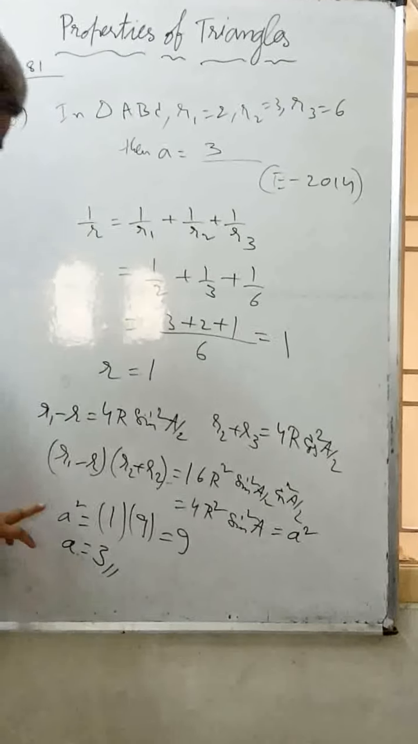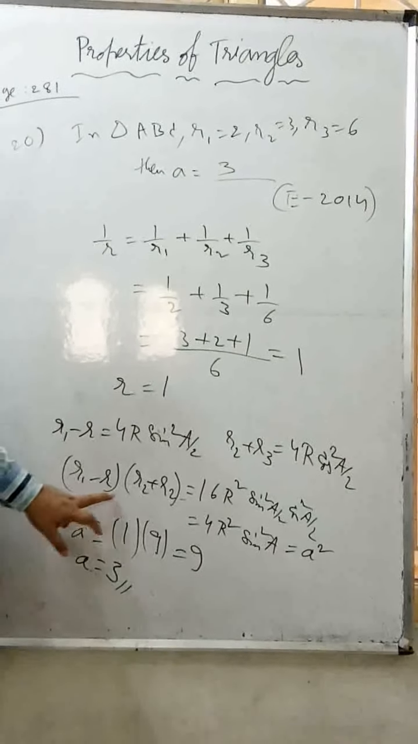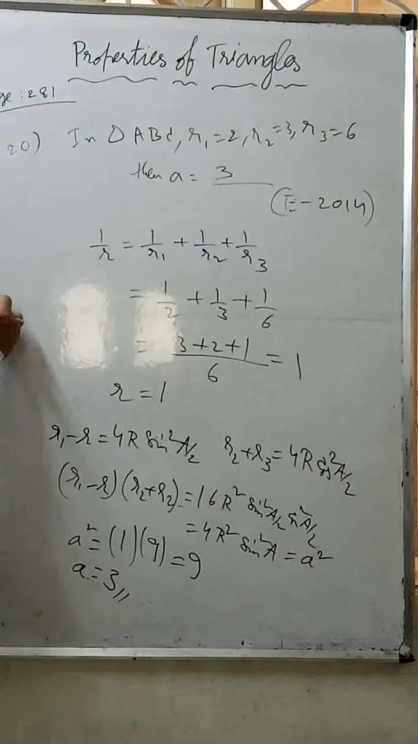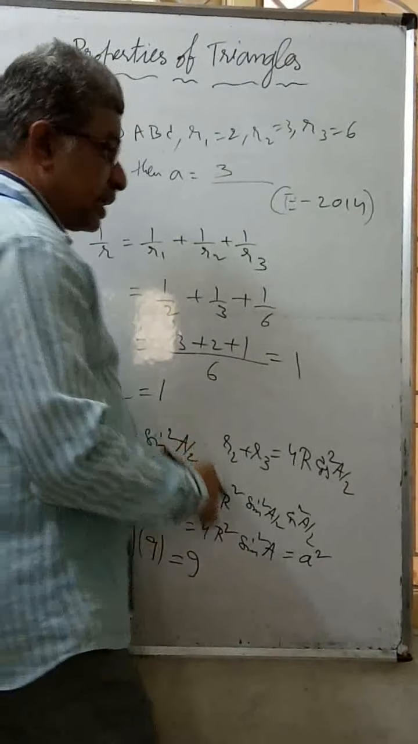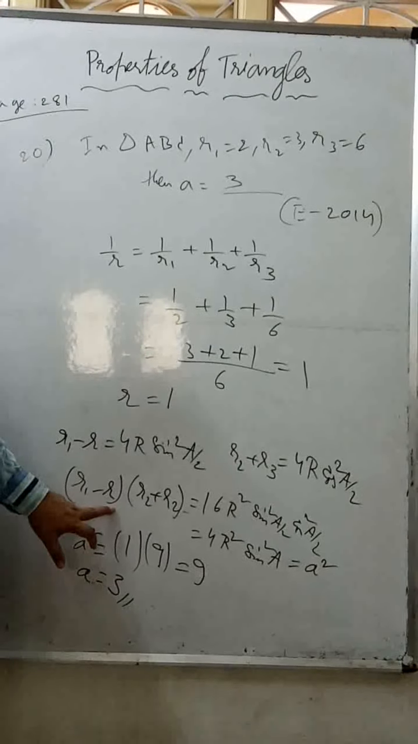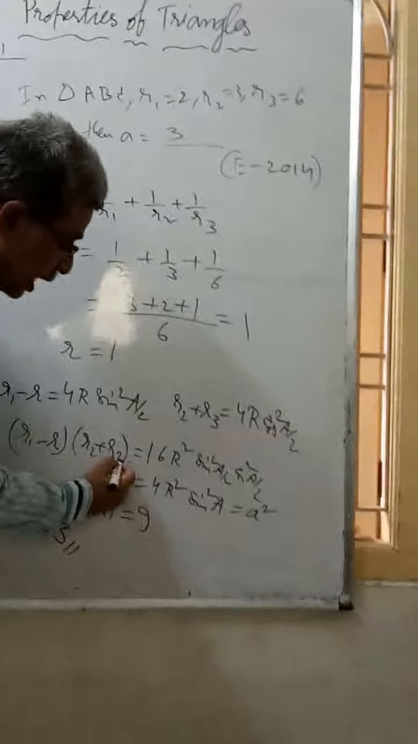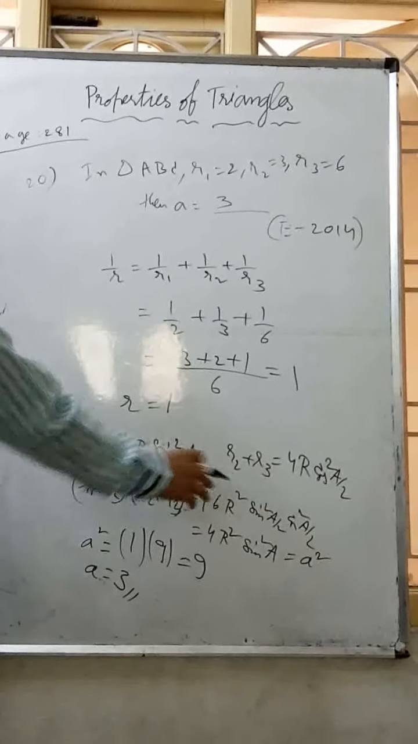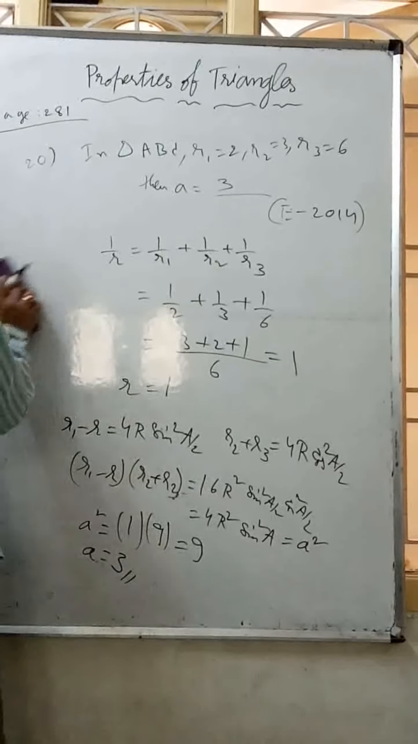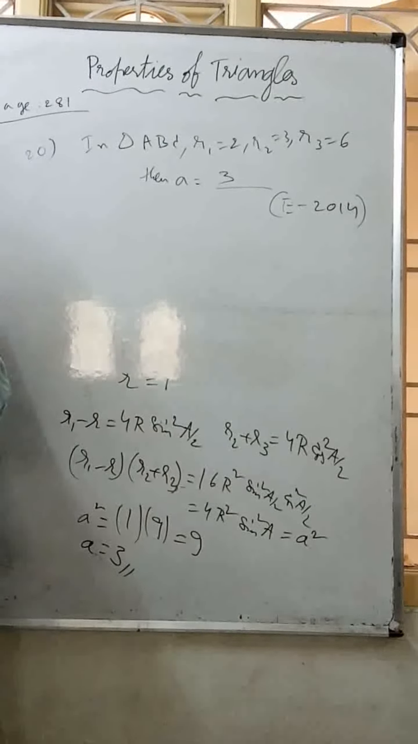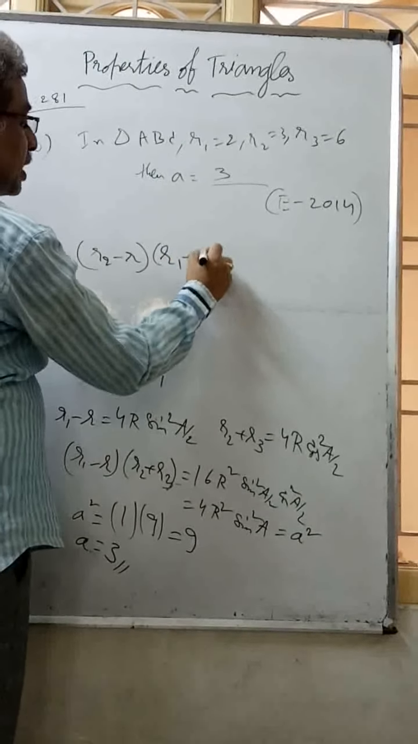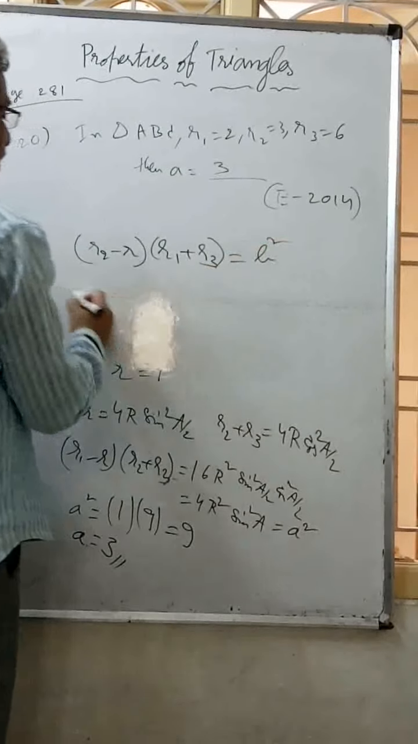So I am giving a formula now. (R1 minus R) into (R2 plus R3) is always equal to A square. Similarly, I will write 2 more formulae here itself. If you derive the same way, this is (R2 minus R) into (R1 plus R3), then that is B square. If it is R2, then B square. If it is R3, then C square. Simple. So here (R2 minus R) into (R1 plus R3) is always B square.